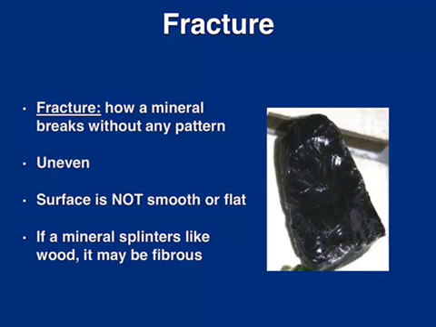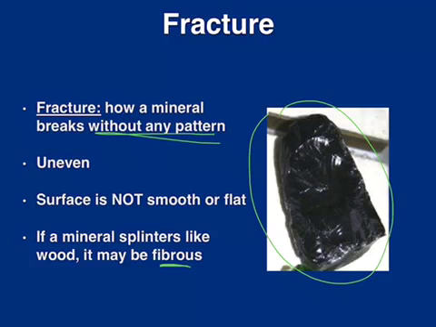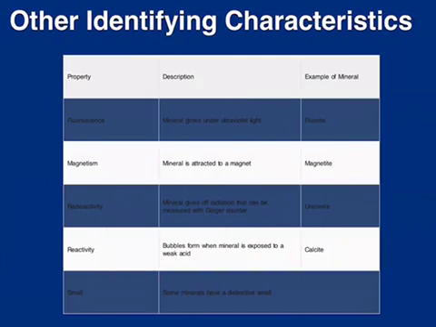Fracture is the other way that minerals can break, and this is breaking without any pattern. They're very uneven, it's jagged, it's not flat. The mineral could splinter like wood, and that could maybe be a fibrous type of fracture. So notice here in the diagram, this edge is kind of straight, but notice overall it's kind of rounded, there's just no predictability where that mineral will break next.